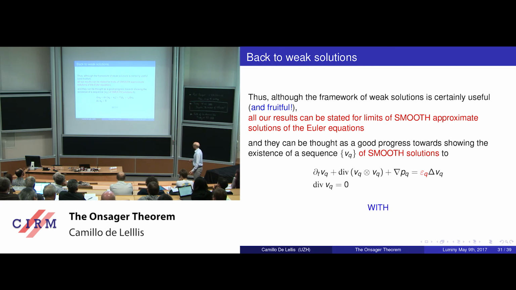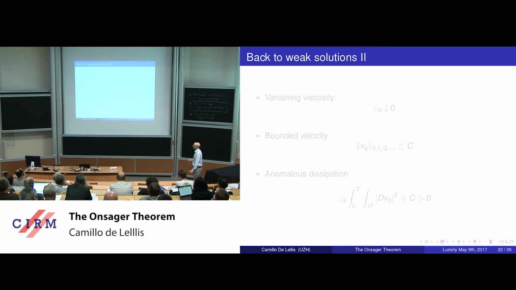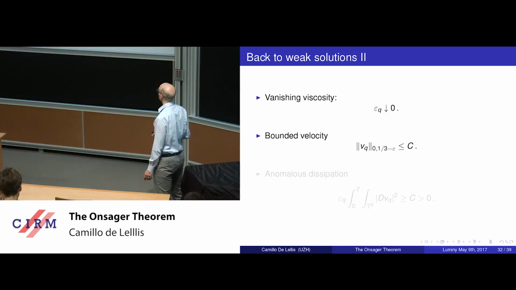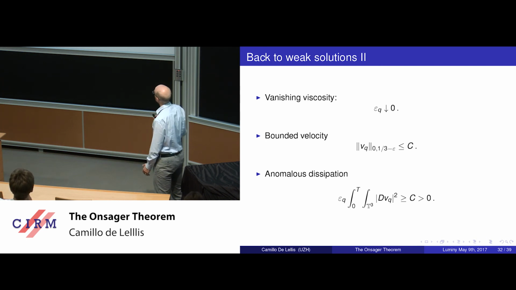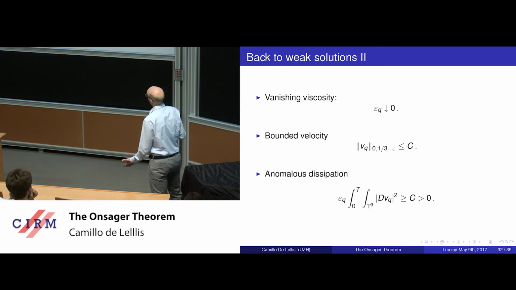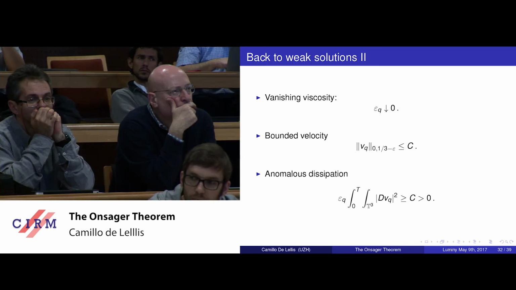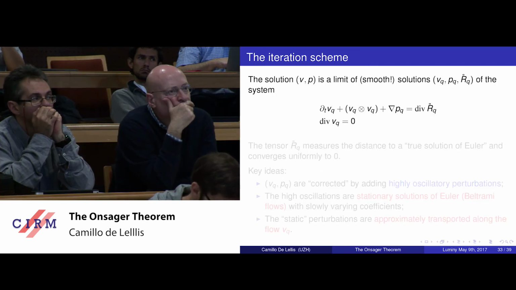And all I would like to do is to actually replace my stress tensor R circle Q by this dVQ plus dVQ transpose. Okay, and if I were able to do that, I would have solutions of Navier-Stokes with vanishing viscosity, with bounded velocity. Actually, if I were in the conjecture of Onsager, I would have it with a uniform control on the Hölder norm, and I would have anomalous dissipation, meaning a bound from below for the total dissipation of the kinetic energy.